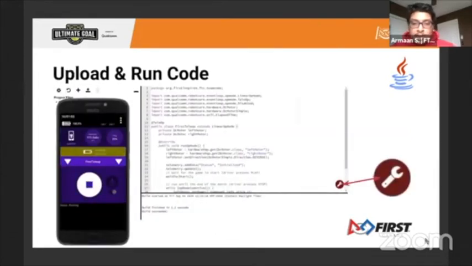Okay, so finally, once we wrote this code, we fixed our issues. Now what we can do is upload and run the code. So all you have to do to do that is click the wrench icon, and then go onto your driver station phone, click the corresponding op mode, and click the play button and then the run button, and your code will be running.